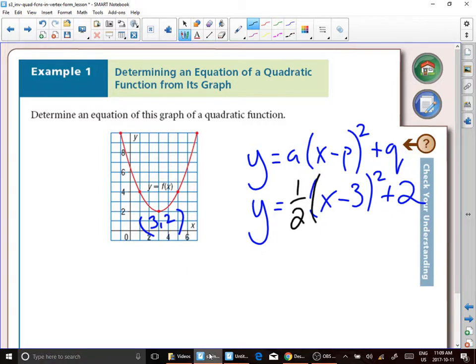So A is a half because in 2 jumps horizontally, it should go up 1 and then 3 for a total of 4, but it only goes up half of that, so A is a half. So just by looking at this graph, we're able to figure out what A is, what P is, and what Q is. Okay? It's pretty cool. All right.